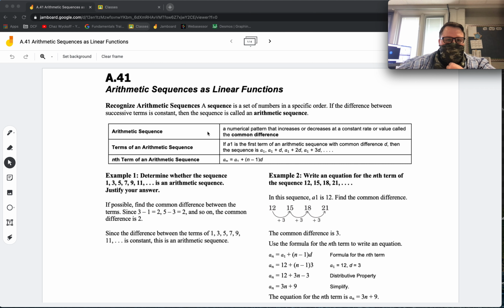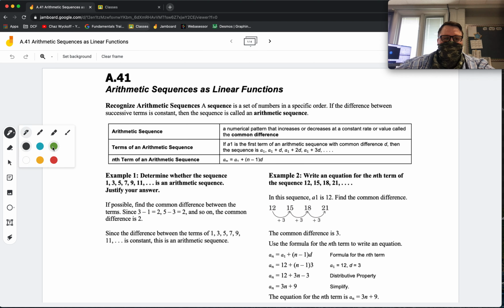Algebra students, today you're doing arithmetic sequences as linear functions. So first thing we're going to notice is we're going to recognize arithmetic sequences, and a sequence is a set of numbers in a specific order. Now, if the difference between the successive terms is constant, and difference just means the amount in between each term, if it's constant, then it is called an arithmetic sequence.